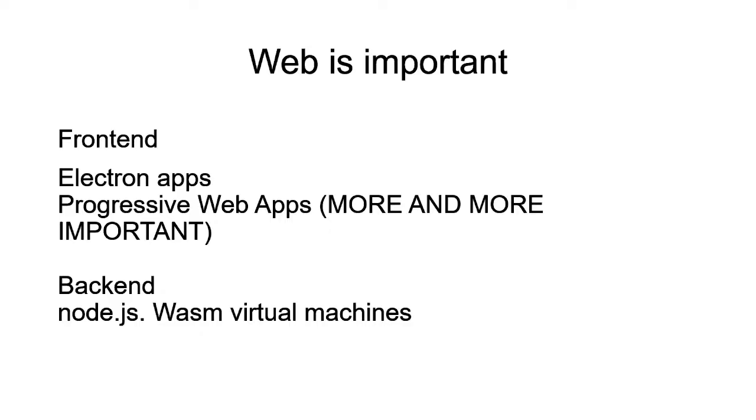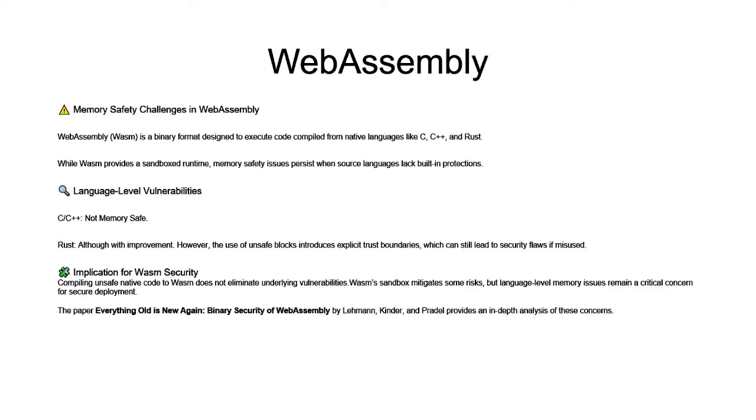And usually when we write web, we use JavaScript, CSS, and HTML, right? But JavaScript is pretty slow if you try to do very computationally intensive things. And now we have WASI preview 2, which is trying to even eliminate JavaScript entirely. So now we have WebAssembly, a binary format that allows you to execute code compiled from native languages like C, C++ and Rust cross-platform.